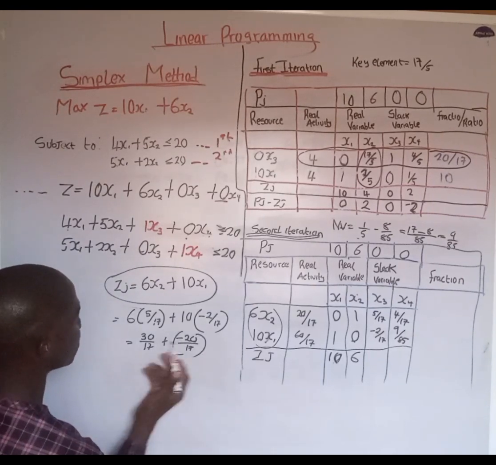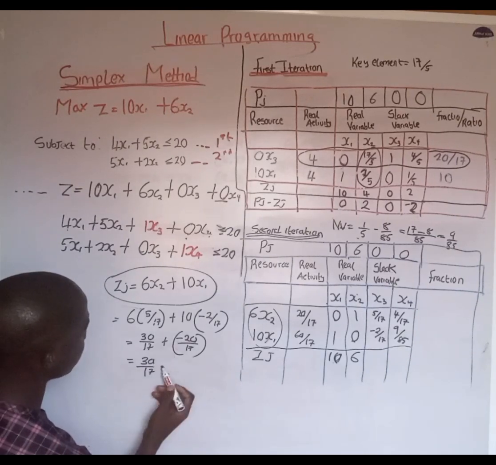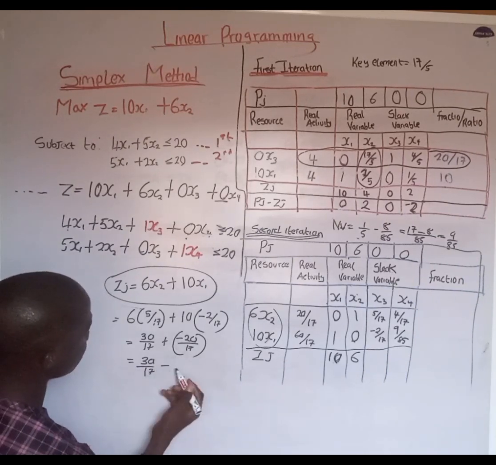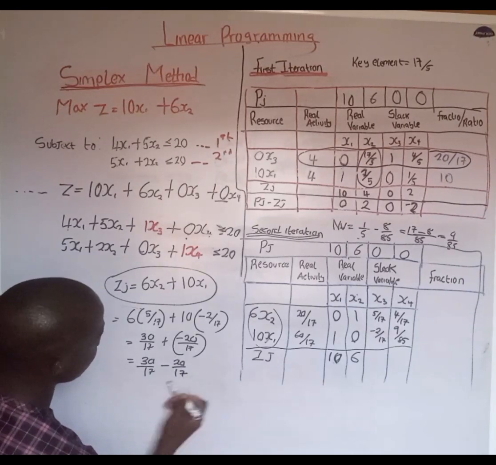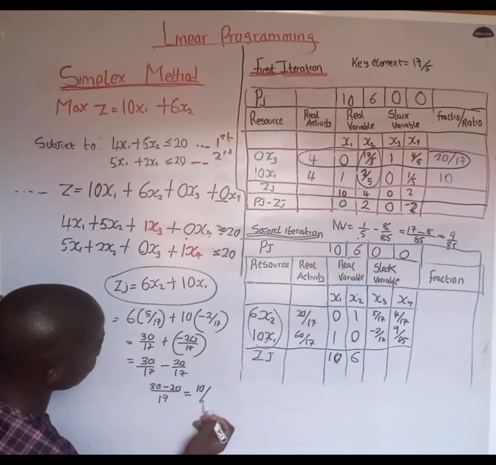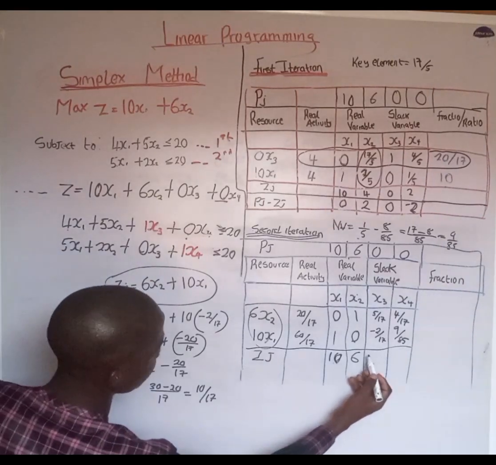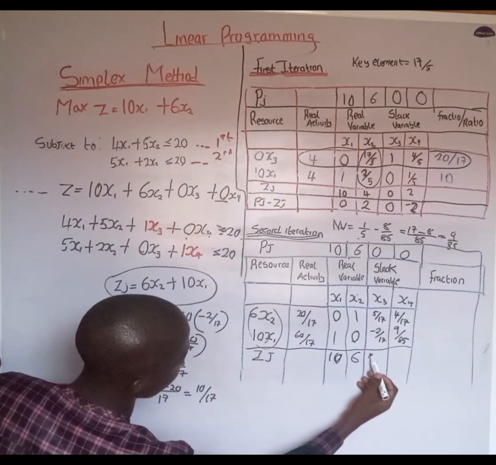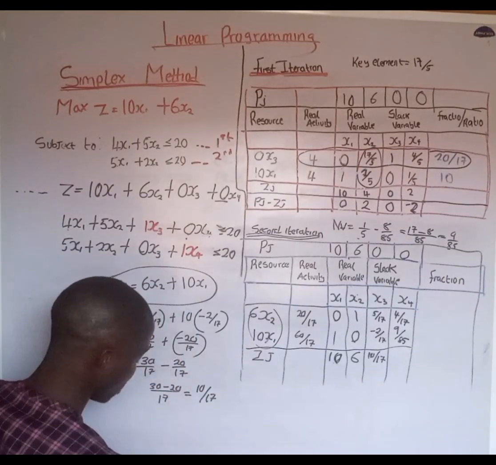So plus times minus will be what? Minus. So I'm going to have 30/17 minus 20/17. The LCM is 17. I'm going to have 30 minus 20, which is 10. So 10/17. That is the value of my zj in this place: 10/17.